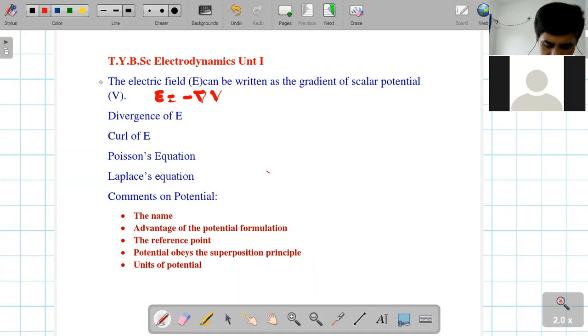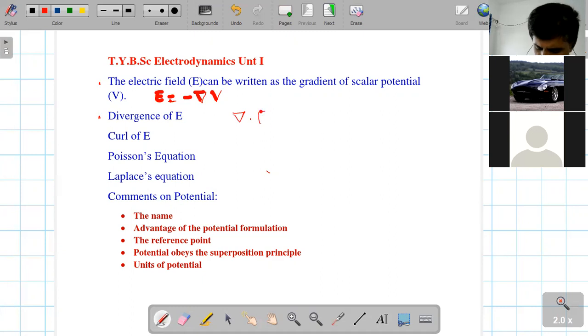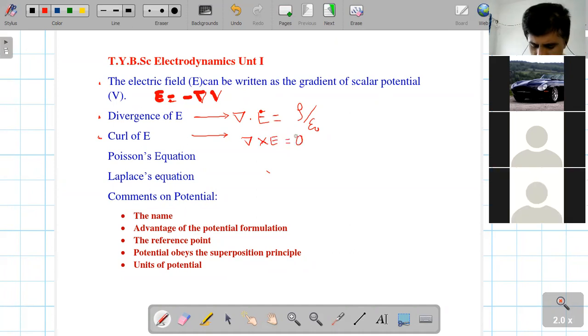Then what is the divergence of E? Divergence of E is equal to rho upon epsilon 0, and rho is your volume charge density. And the next point is curl. Can I write curl of E equal to 0? Yes, curl of E equal to 0.